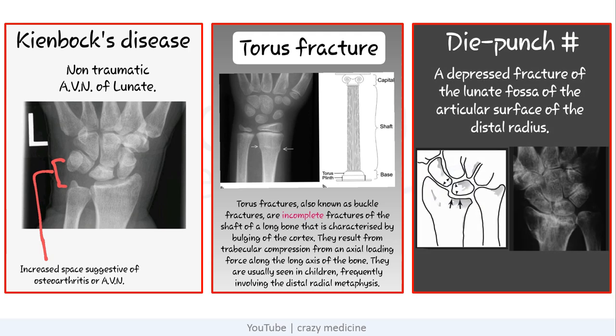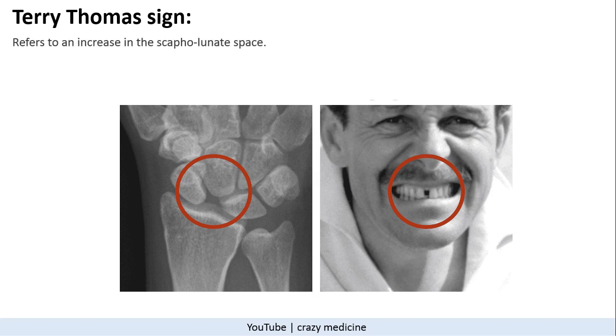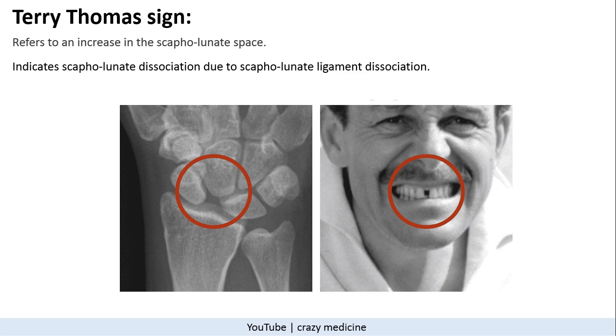The next is Die-punch fracture. It is a depressed fracture of the lunate fossa of the articular surface of the distal radius. One important sign to remember is Terry-Thomas sign. It refers to increased scapholunate space. This sign indicates scapholunate ligament dissociation. It is named after the famous comedian Terry-Thomas.